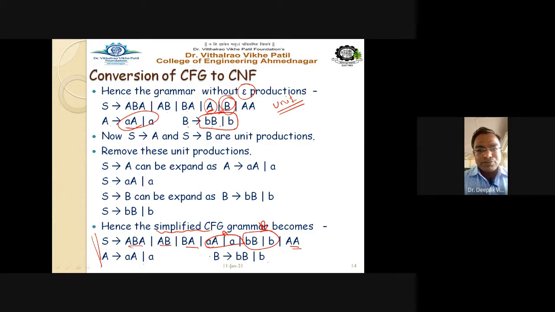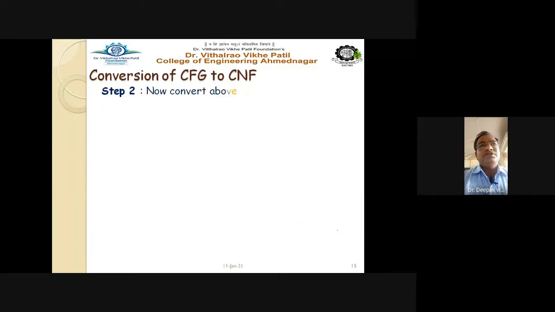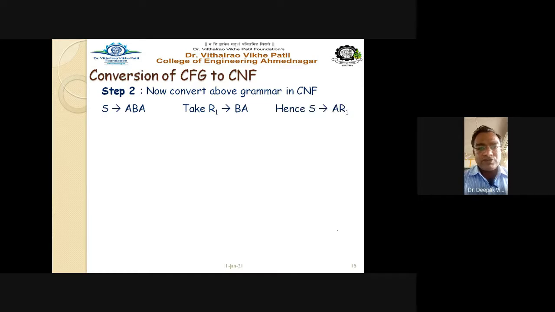So with these two slides, we have converted the given grammar into the simplified form. That means we have removed the epsilon productions and we have removed the unit productions. Now this grammar is ready to convert into the Chomsky normal form. So see here, step 2: now convert the above grammar into the CNF, that is Chomsky normal form.